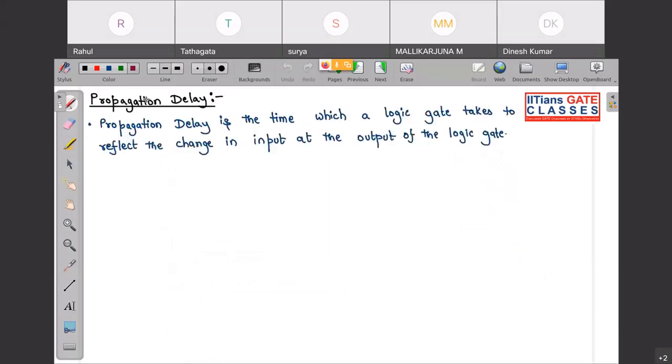So delay, also known as propagation delay. Propagation delay is the time which a logic gate takes to reflect the change in input at the output of the logic gate. So this I have written. If you don't understand the statement, it's okay. Let me explain it to you. Suppose I have a NOT gate. Okay. Now to this NOT gate, I apply input.